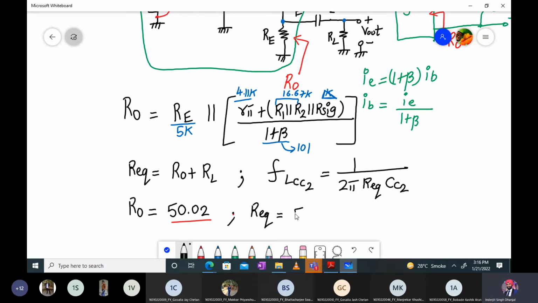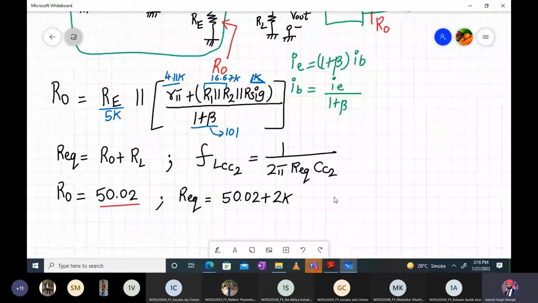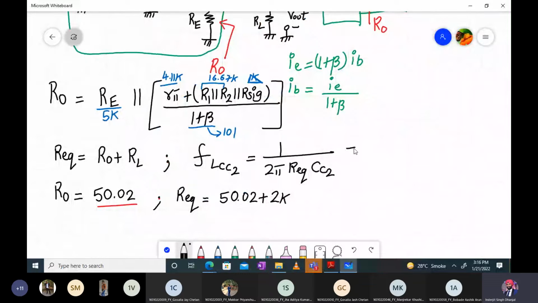Similarly, R equivalent will be RO plus RL, so it will be 50.02 plus RL, and RL value is around 2K. So it will be 2.05 K. We will substitute these values in FL of CC2. So FL of CC2 is coming out to be 194.08 Hertz. You all can check this value.